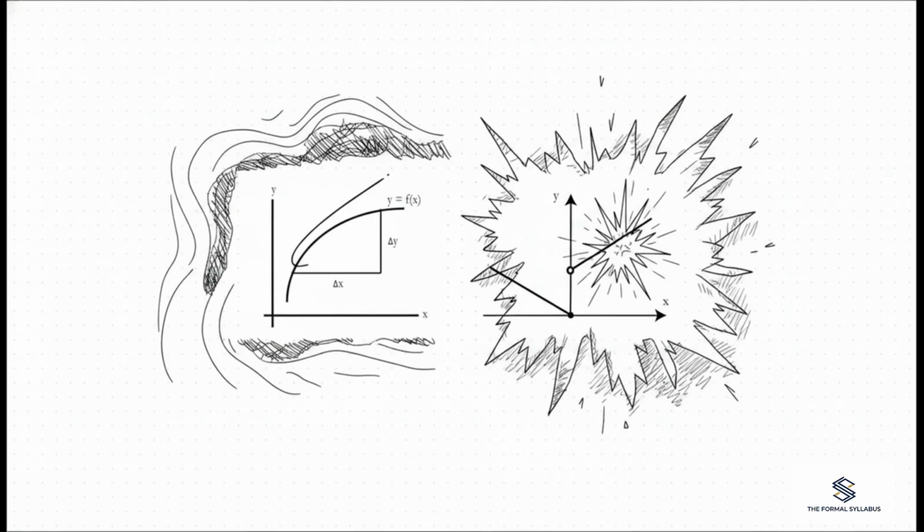At the exact moment the graph breaks, calculating a tangent line is utterly impossible. You simply cannot find a rate of change where the fabric of the function itself is torn. So remember, continuity is a strict prerequisite for differentiation.